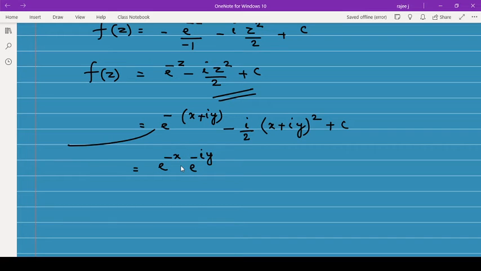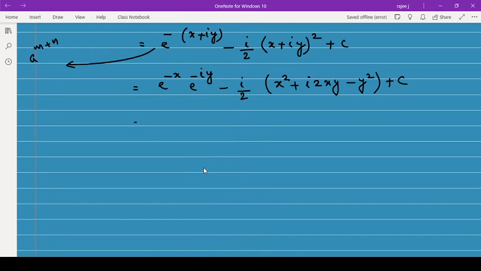Which formula are we using here? A raised to m plus n. Then minus i by 2 into, open this using a plus b the whole square: a square plus 2ab, so 2 into x into iy, so i 2xy, plus b square. B square means i square y square. Now i square is minus 1, so this can be written as minus y square, plus c.